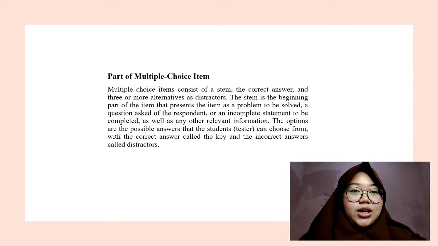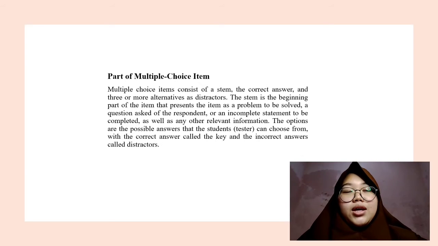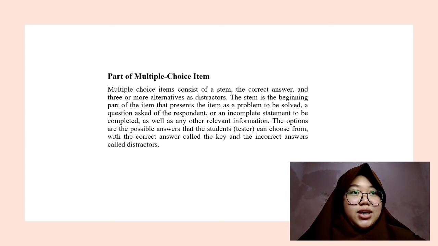My name is Farchaniatul Auli, and I'm going to explain about part of multiple choice item. Multiple choice items consist of a stem, the correct answer, and 3 or more alternatives as distractors. The stem is the beginning part of the item that presents the item as a problem to be solved, a question asked of the respondent, or an incomplete statement to be completed, as well as any other relevant information. The options are the possible answers that the students as tester can choose from, with the correct answer called the key and the incorrect answer called distractors.